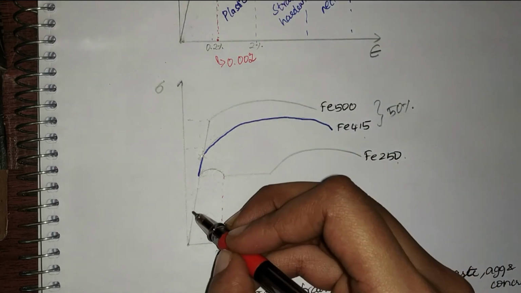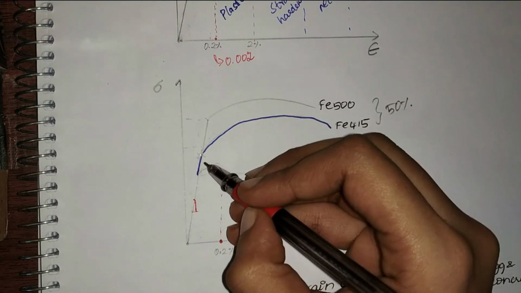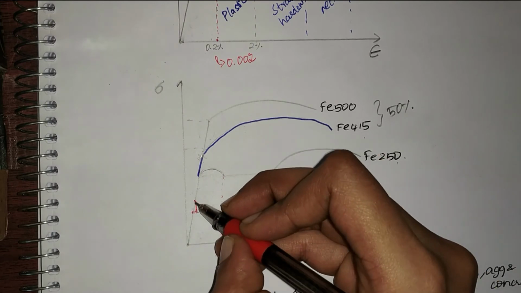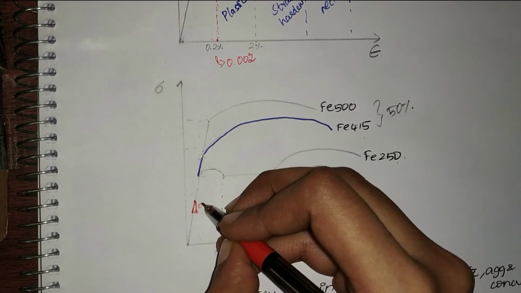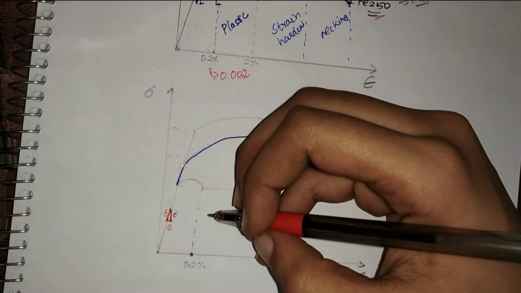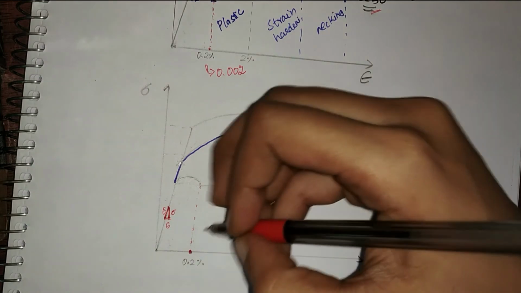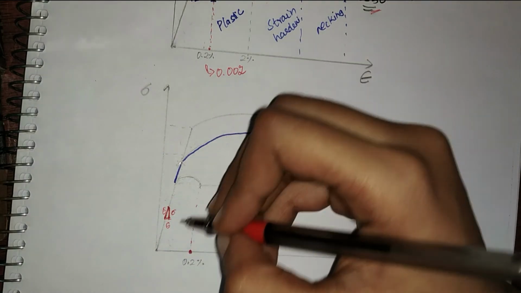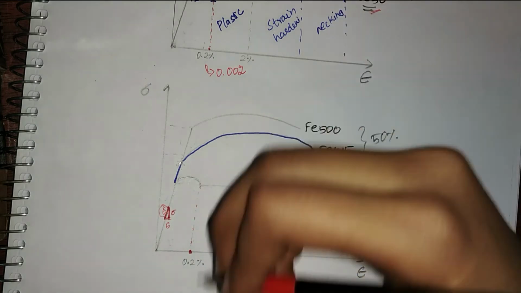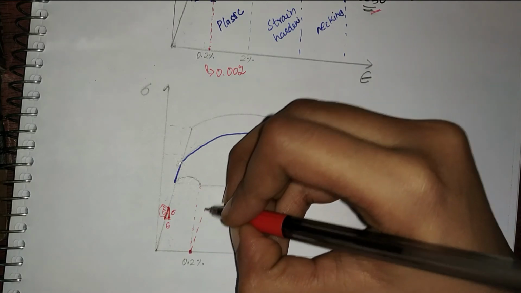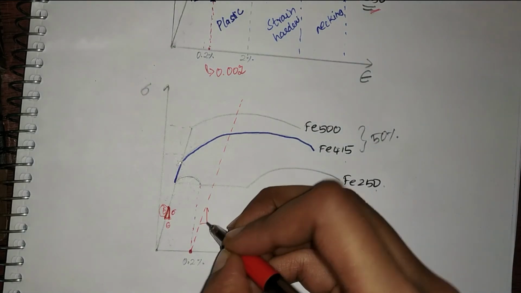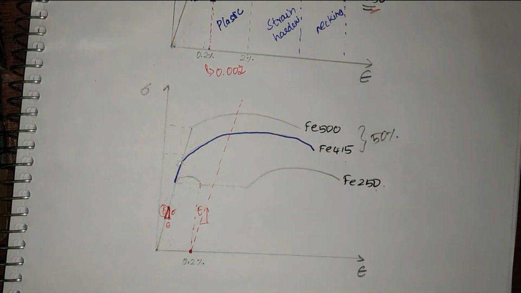So now that I have found this point, I am going to take the slope. The slope for the elastic part of the steel is the same for both Fe415 and also Fe250. So I am going to take this slope. I'll have my stress here, strain here, and my elastic modulus here. From this I know the slope. So from this 0.2% strain, I'm going to draw a line with the same slope as that of this E. When I draw such a line, this is my line and it has the same slope as that of E.